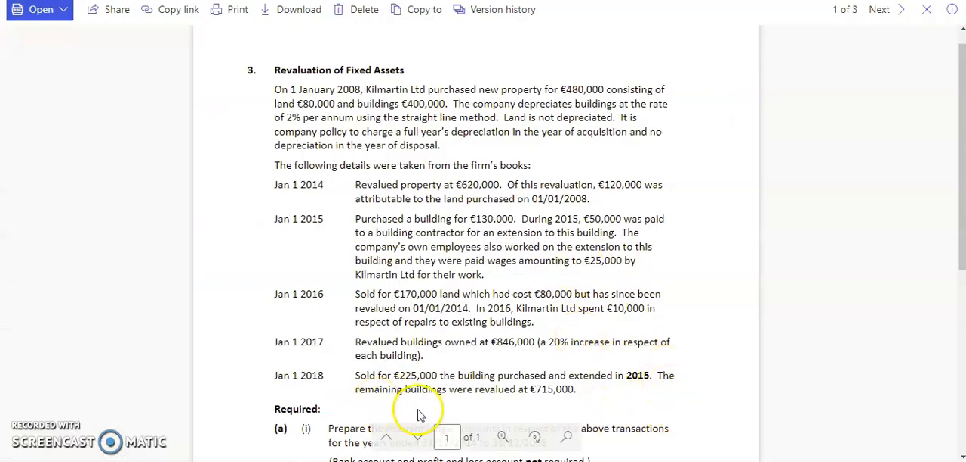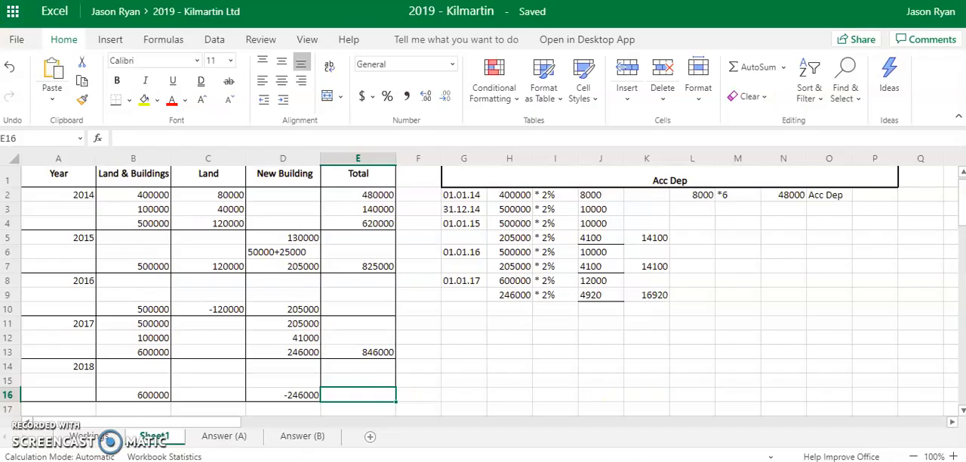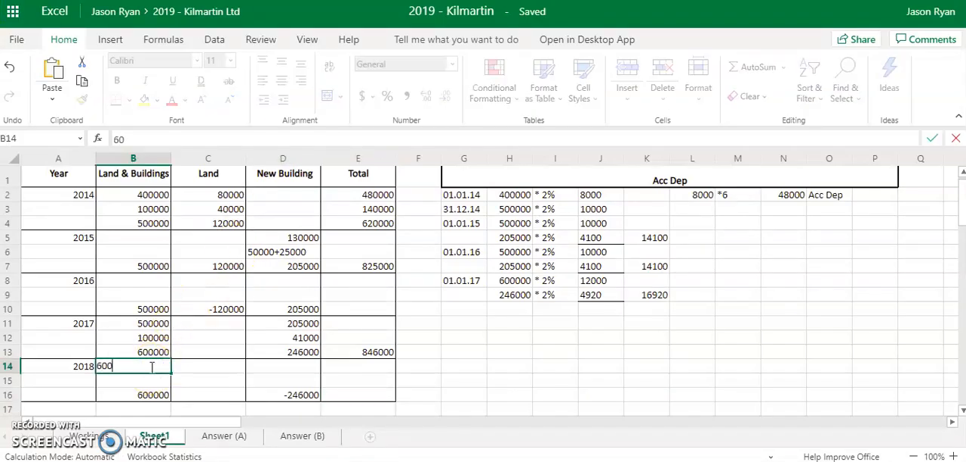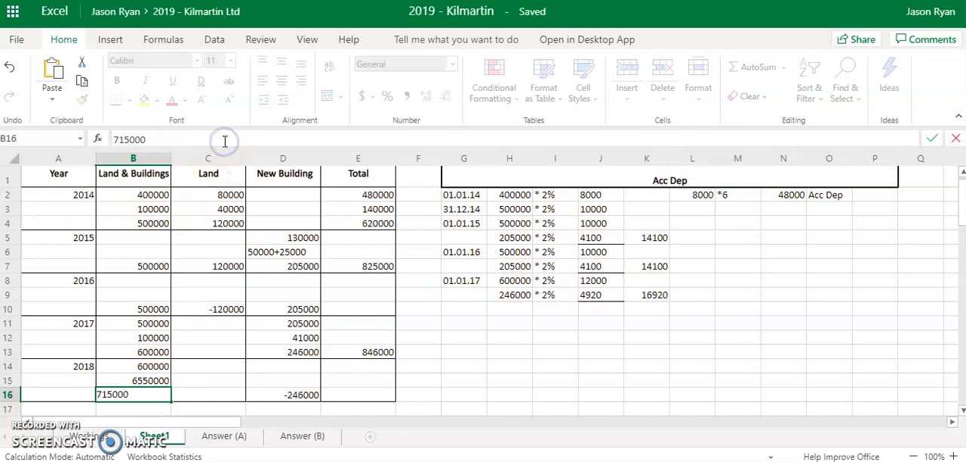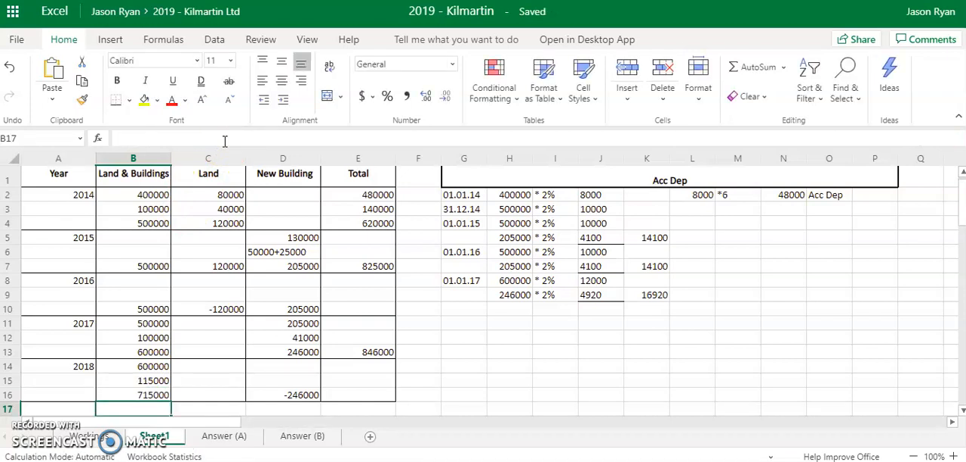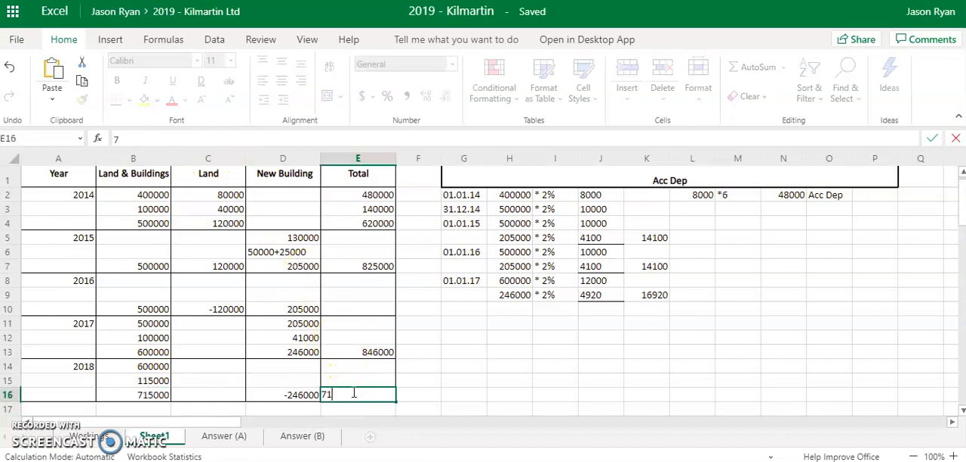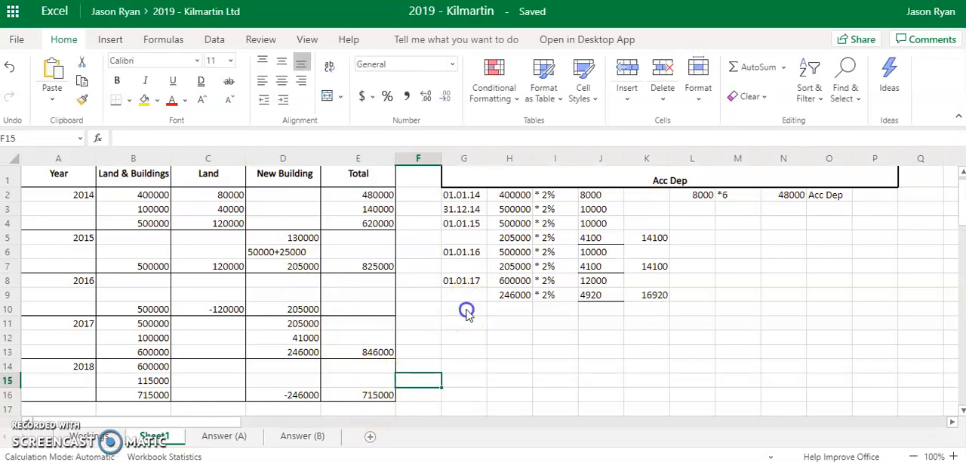I've looked back at the question. The remaining buildings were revalued at 715,000. So 600,000 will go in here, 715,000. We find the difference between the two, and that's going to be a revaluation. And that will be used later on to go into your revaluation reserve and your revaluation account. So our buildings then at the end are going to be 715,000.